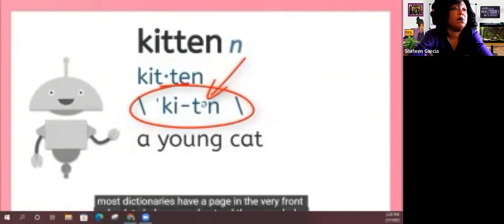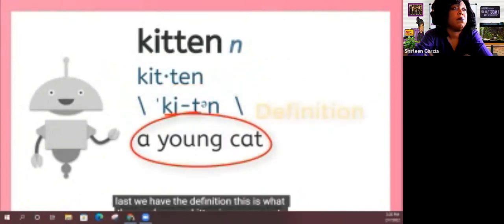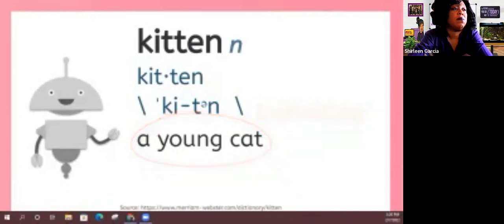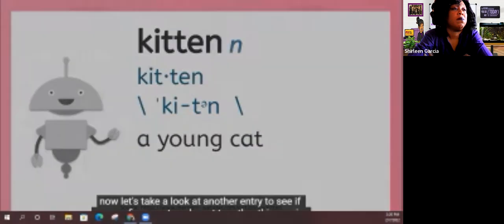Most dictionaries have a page in the very front or back to help you understand these symbols. Last, we have the definition. This is what the word means. Kitten is a young cat. Now let's take a look at another entry to see if we can figure out each part together.